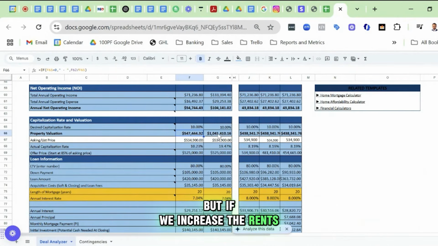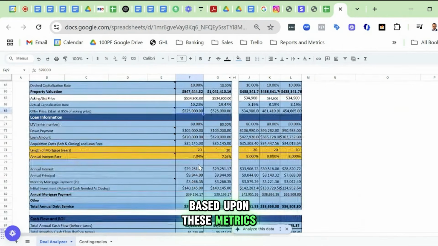But if we increase the rents, being that this is a multifamily deal, the value, of course, the location plays a part, but with multifamily, with commercial mortgages especially, the value is really dependent upon the performance of the property. Okay. All right, so we got our offer price here. I shared it with you earlier. That's how we came up with our offer price based upon these metrics.